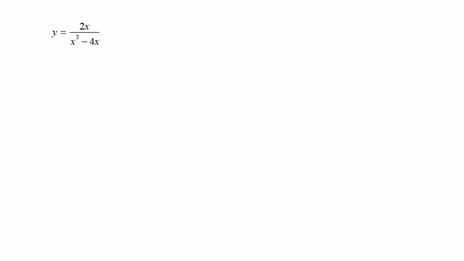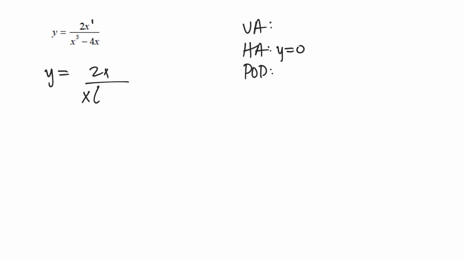Okay, so same thing. We can do VA, HA, and POD. I'm going to start with horizontal. So this is little over big because I have an exponent of 1 and an exponent of 3 in the denominator. So that would be a smaller exponent on top over a bigger exponent in the bottom, which means I have a horizontal asymptote at y equals 0. To find the rest, I need to factor. So I have 2x over x times x squared minus 4. So very similar to the last problem, I have an x and an x, so that means that my POD is x is equal to 0.